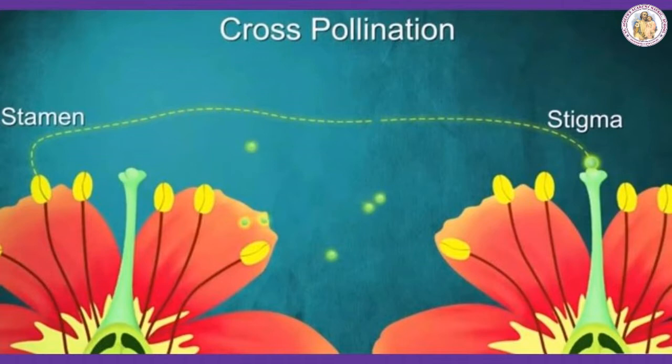The next one is cross-pollination. In cross-pollination, pollen is transferred from the anther of a flower to the stigma of a flower on another plant, not on the same plant. That is the only difference between self-pollination and cross-pollination. Examples of cross-pollination are apples, grapes, plum, etc.